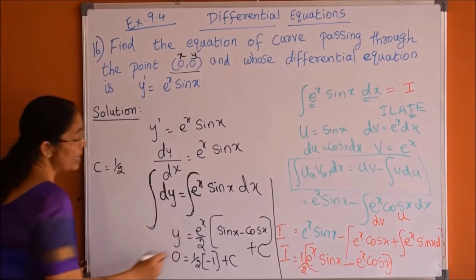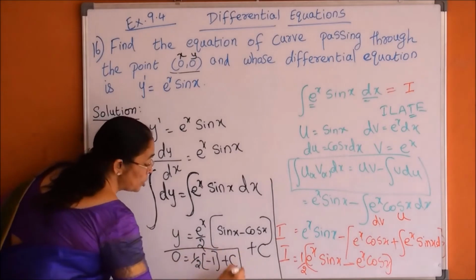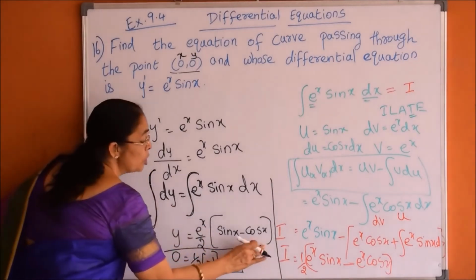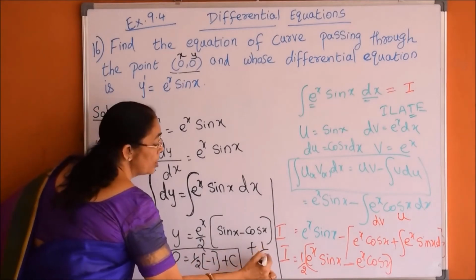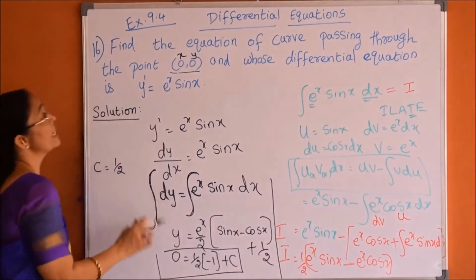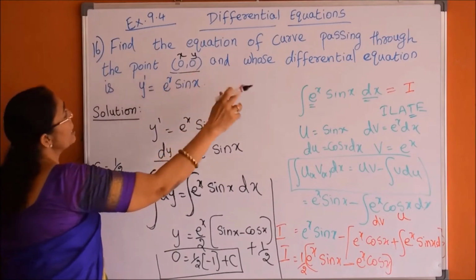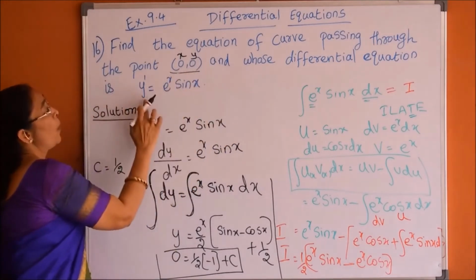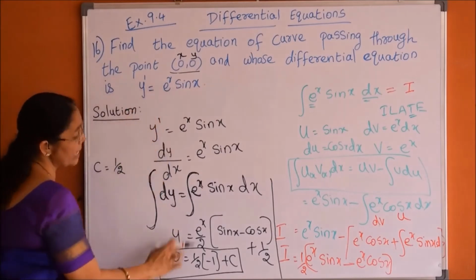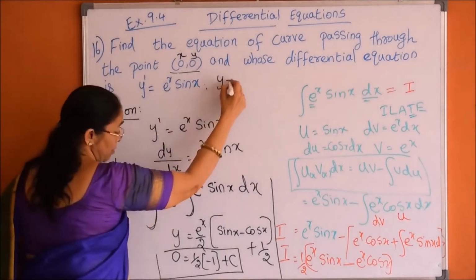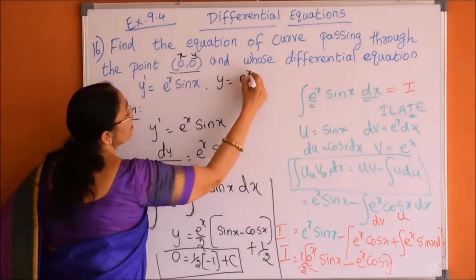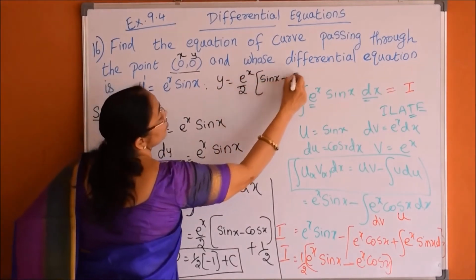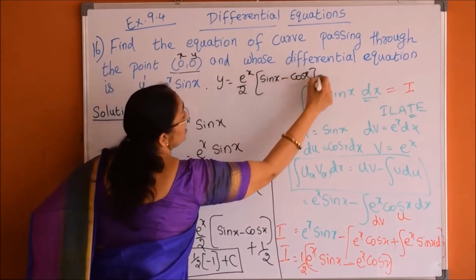Therefore, the final solution: we did this substitution to get the value of c. Now the c value is half. So replacing the c value here, our final solution, that is the equation of the curve passing through the point (0, 0) and whose differential equation is y' equals e^x sin x, is y equals e^x by 2 of (sin x minus cos x) plus half.